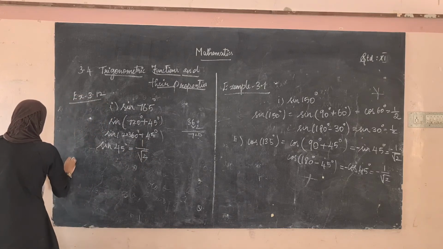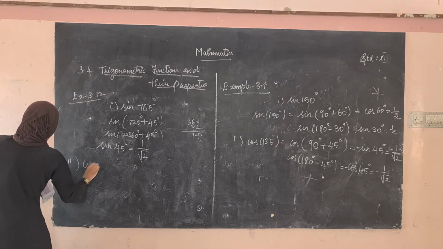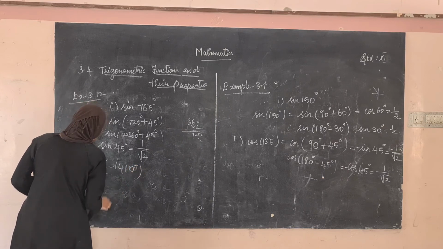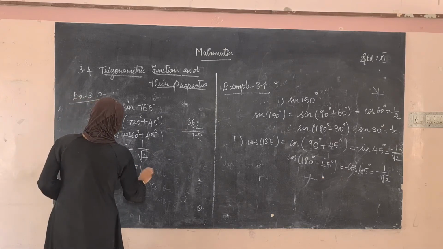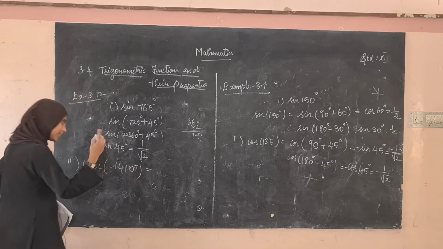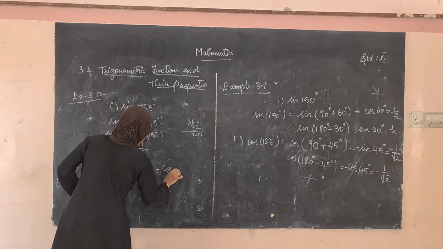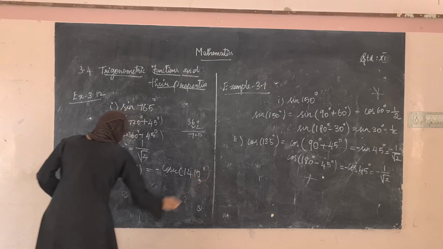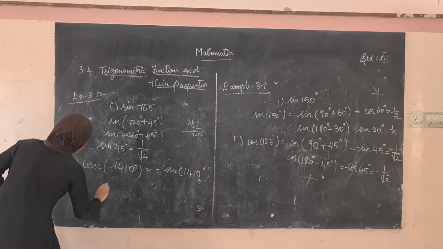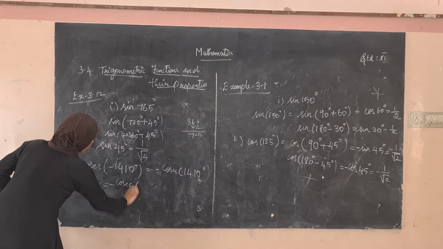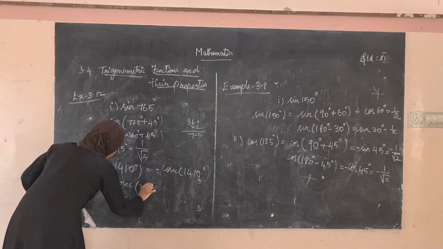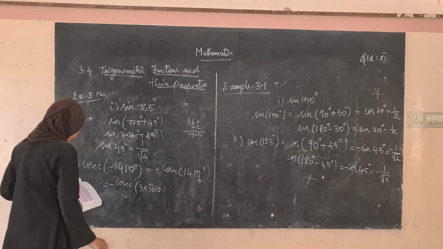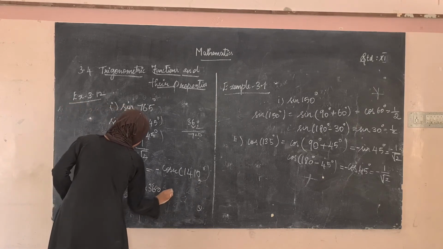And now let us see the second subdivision: cosecant of minus 1410 degree. Okay, so we know that cosecant of minus theta is minus cosecant theta. So minus cosecant of 1410 degree. And this can be written as 4 into 360, plus 30. Minus cosecant of, so this can be written as 3 into 360, so this is 1080. Okay, so minus 30 degree.